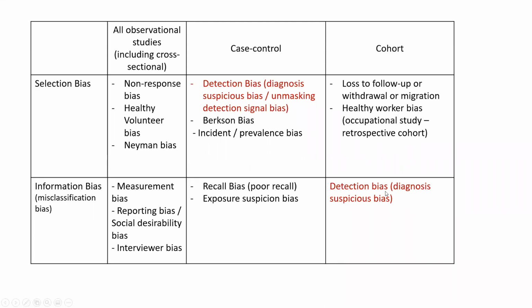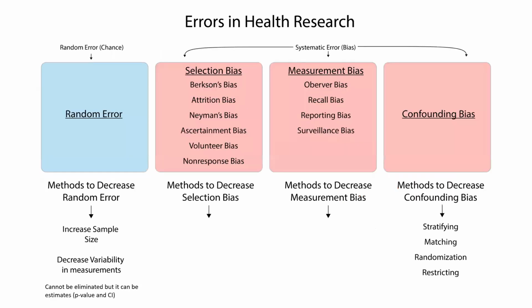And finally, detection bias for cohort. I already gave you the example when we talked about bladder cancer and the rubber workers. Okay, is it clear so far? Yes. Okay. So finally, just to continue the slide about the different systematic errors and how to minimize them.